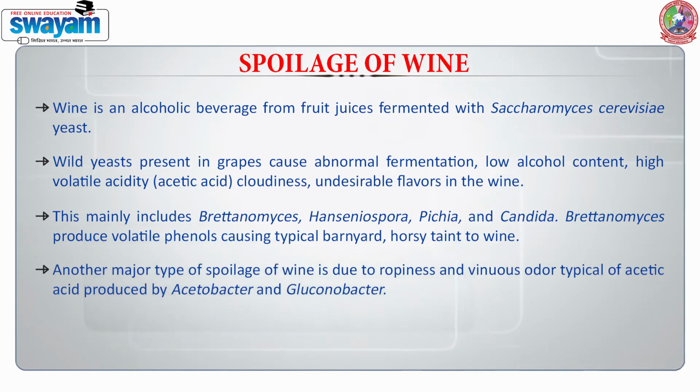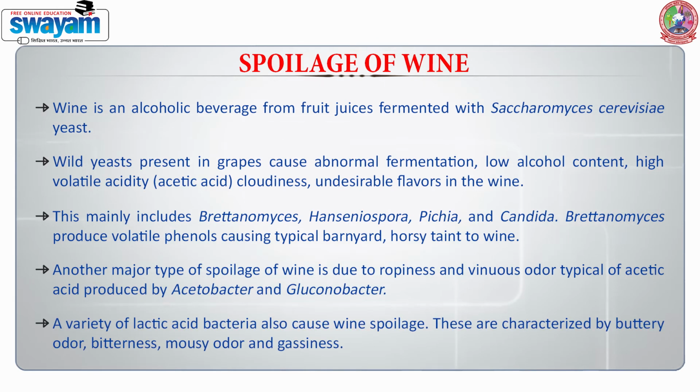Another major type of spoilage of wine is due to ropiness and vinegary odor typical of acetic acid bacteria. Acetobacter and Gluconobacter are the chief organisms responsible for these traits. A variety of lactic acid bacteria also cause the spoilage of wines. These are characterized by buttery odor, bitterness, mousy odor and gassiness.